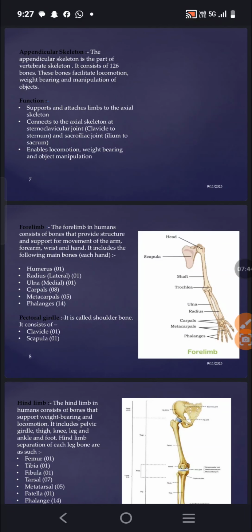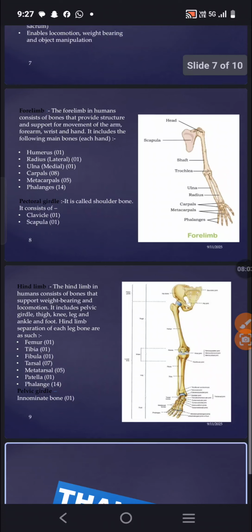Pectoral girdle. It is also called the shoulder bone, and it consists of two bones, clavicle and scapula. So both sides of the shoulder consist of two pairs of bones.